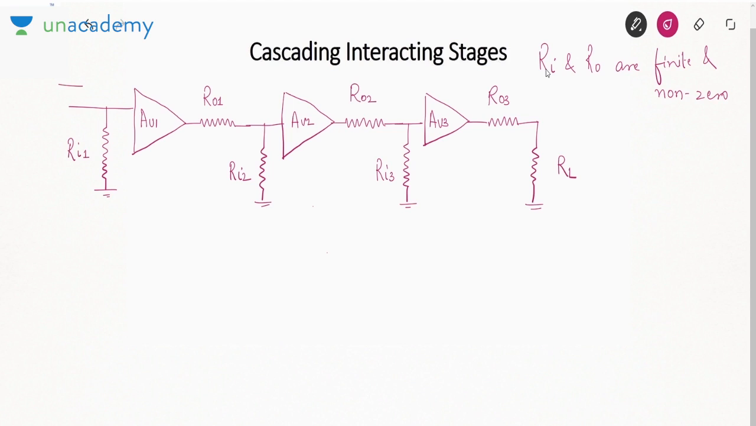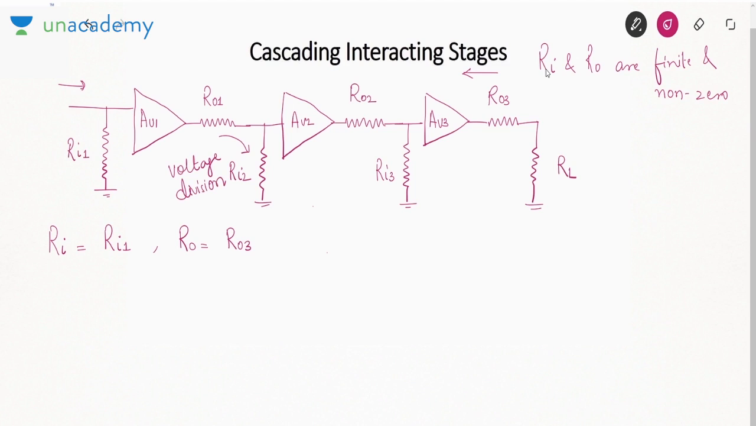Now if you see from the input side, what is the input resistance? The input resistance is Ri1. If you see from the output side, what is the output resistance overall? Ro3. That is, input resistance is always decided by the first stage and output resistance is always decided by the last stage. Now due to these output and input resistances, there will be voltage division.